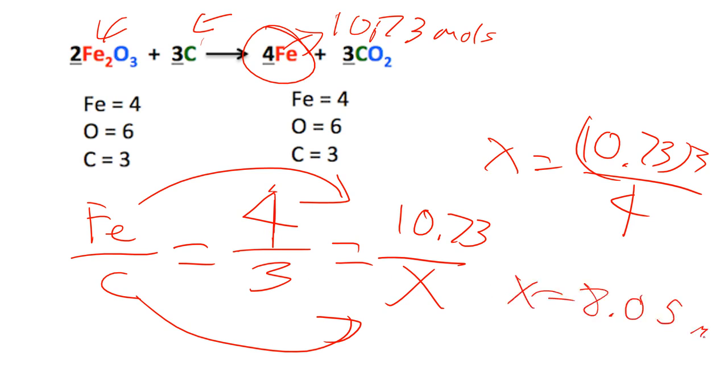So we instantly know that if we produced 10.73 moles, we don't know how much we had, but we know how much carbon was used up. 8.05 moles of carbon was used up in that reaction. All from the simple fact that for every 3 carbon atoms, you need to produce 4 iron atoms.